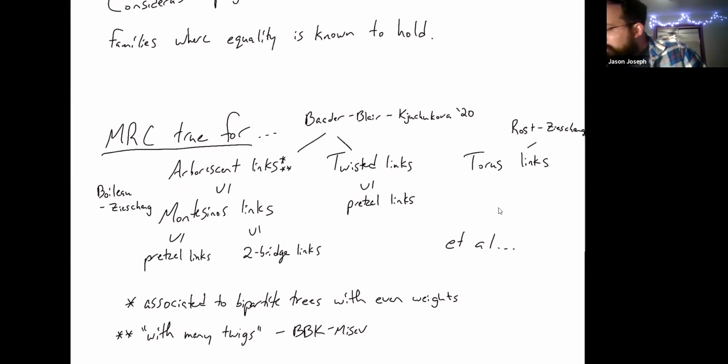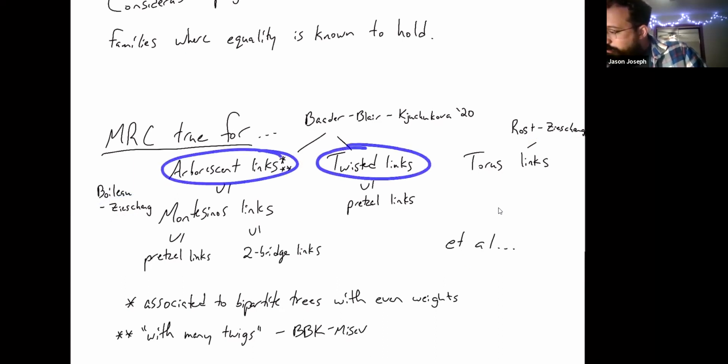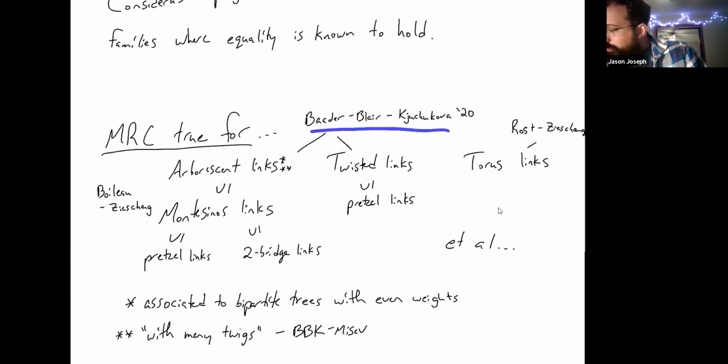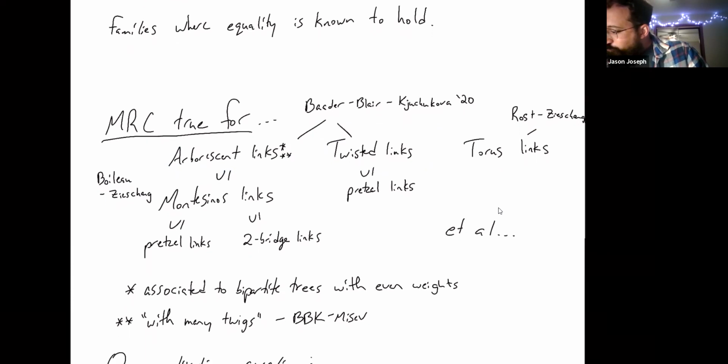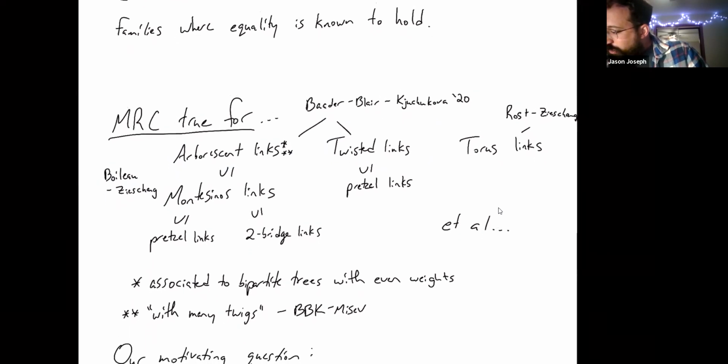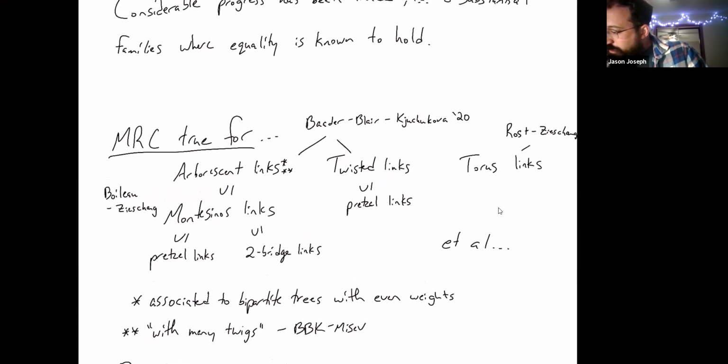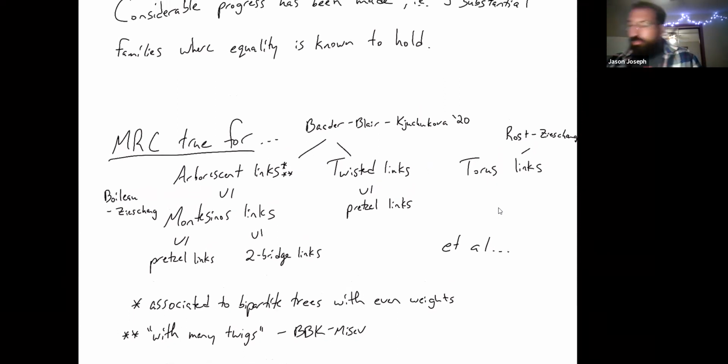And so I put some of the authors here. Oh, I forgot torus links over here, and more. So this was Rost and Zieschang. Montesinos links was Boileau and Zieschang. And these two big families up at the top was Baader, Blair, and Kjuchukova. And what were the techniques? Well, we'll get to that later. I'm not going to say that yet.